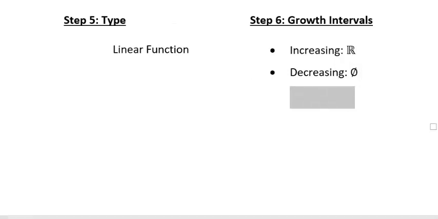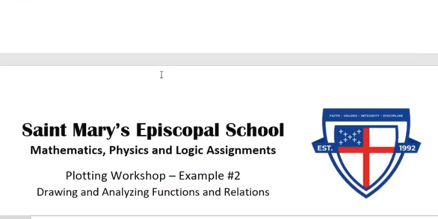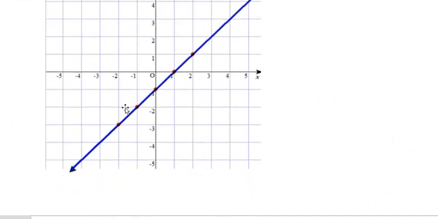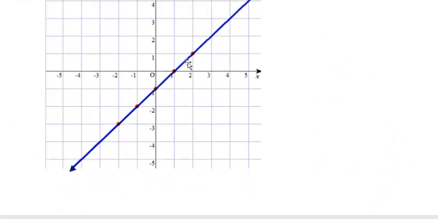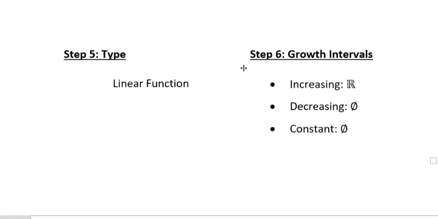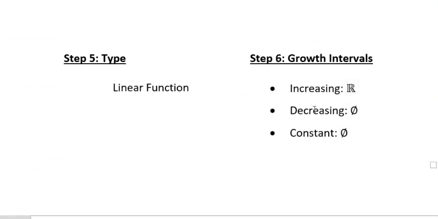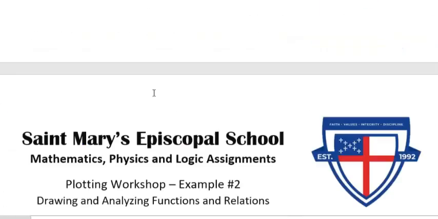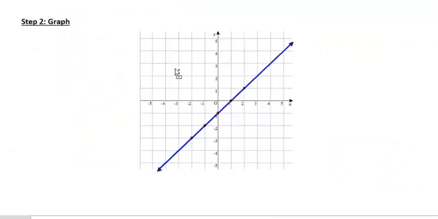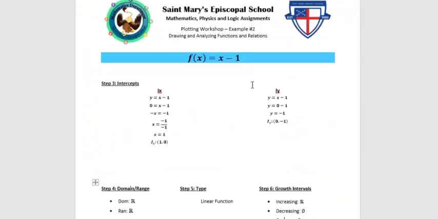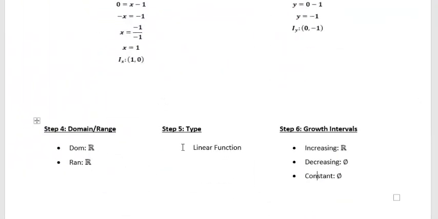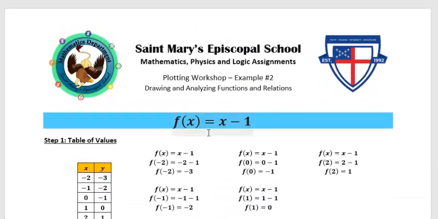And also constant. Constant would mean the line is steady, the line is horizontal, but this is not a horizontal line, so it's not constant. So the only thing we know about this line is that it's increasing. It's not decreasing, nor constant, it's increasing. The line is an increasing line. And that will be it. Those are all of the 6 steps to solve this exercise on the plotting workshop.